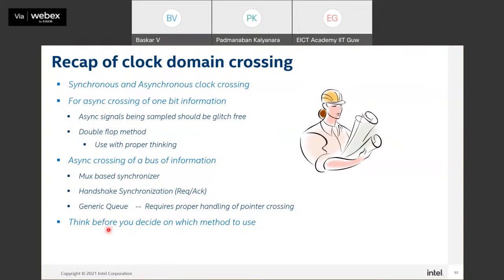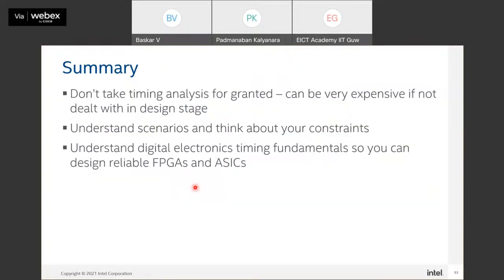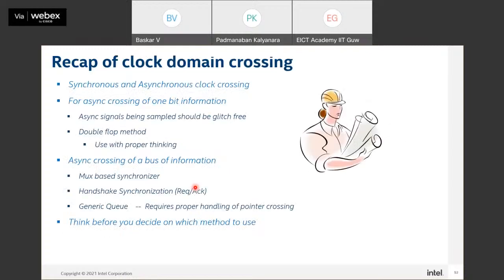One big point: think before you decide which method to use. Consider your design, consider your metrics. What is the key goal of this design? If it is high throughput and you cannot afford any latency issues, then go for a FIFO. If you think that this is only a control bit signal, then think whether you want to really go for 2-flop or 3-flop based upon the aging factors also. So with this we are done with our clock domain crossing session.